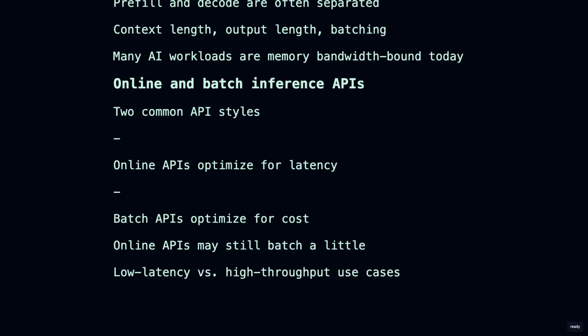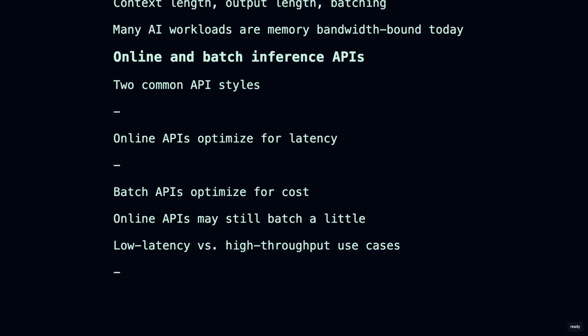This is where application requirements matter. Chatbots and code generation usually need fast interaction, while background jobs can tolerate delay and use batch processing instead. Here are some examples of workloads that fit batch processing well.